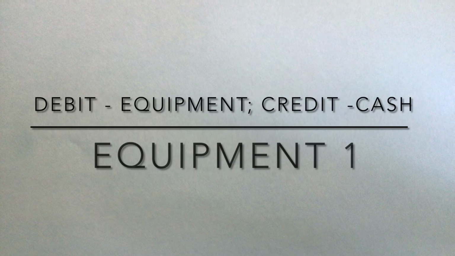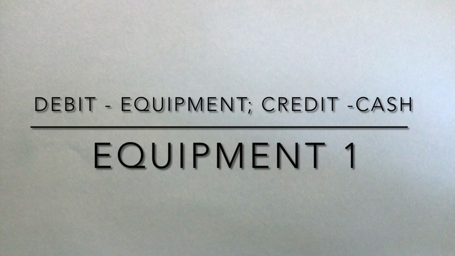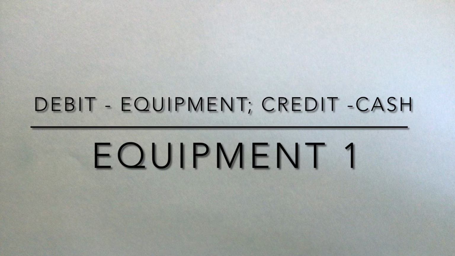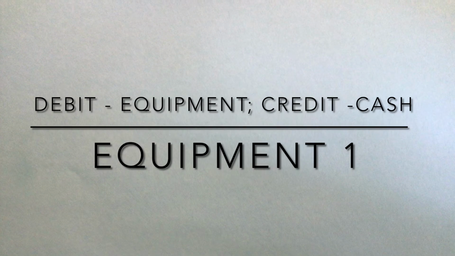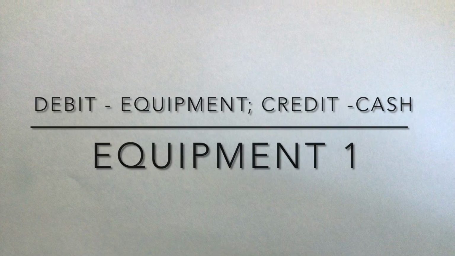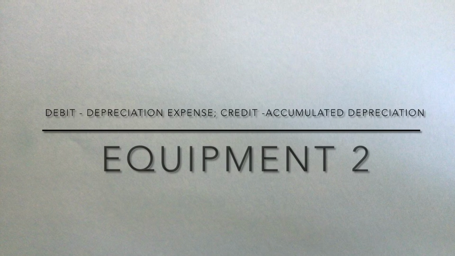Equipment is a more involved transaction than the others. First, when we buy the equipment, we'll debit equipment and we'll credit cash. One asset going up, one asset going down. However, we never mess with it again.